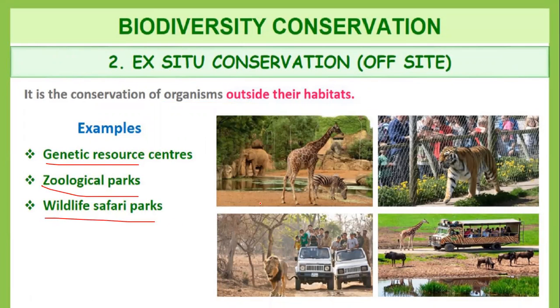Guys, inside the zoological park, the botanical garden, wildlife safari parks, all these things, you would see the animals are under human control. The fodder and all will be provided by humans. They will not be able to naturally go and feed upon their prey. But in the case of national parks, wildlife sanctuaries and everything, they will be naturally grazing.